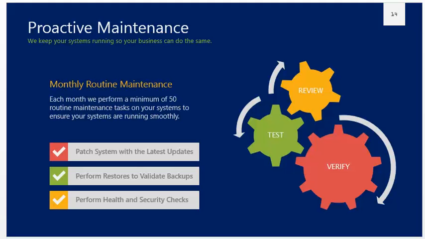So we do a lot of monthly routine maintenance. At minimum, there's 50 maintenance tasks that we perform to make sure that everything's up and running smoothly, from patching to validating and restoring backups, and doing constant health and security checks on your environment to make sure that there isn't something that's starting to happen that we need to head off before it actually becomes an issue.